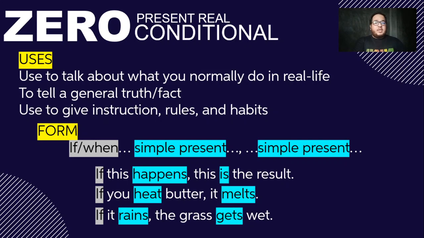Okay? Another one. If it rains, the grass gets wet. Is that true? Yes, that is generally true that if it rains, the grass gets wet. So it follows the pattern. If, then there is a simple present in the if clause, and in the main clause there is a simple present also. And this is the cause and this is the effect or the result. Okay, let's have some examples.